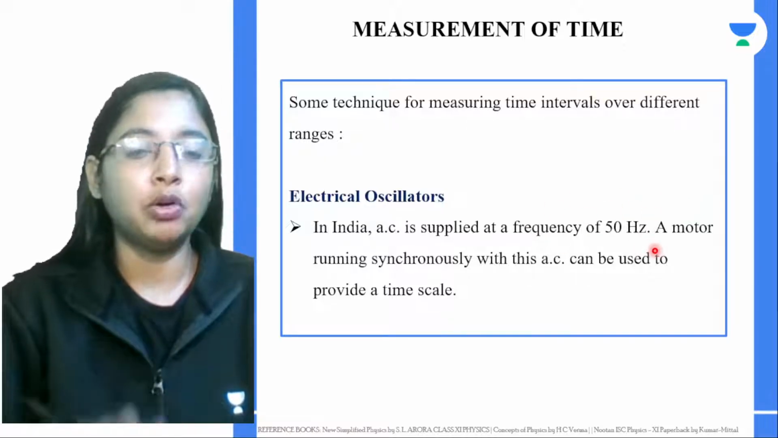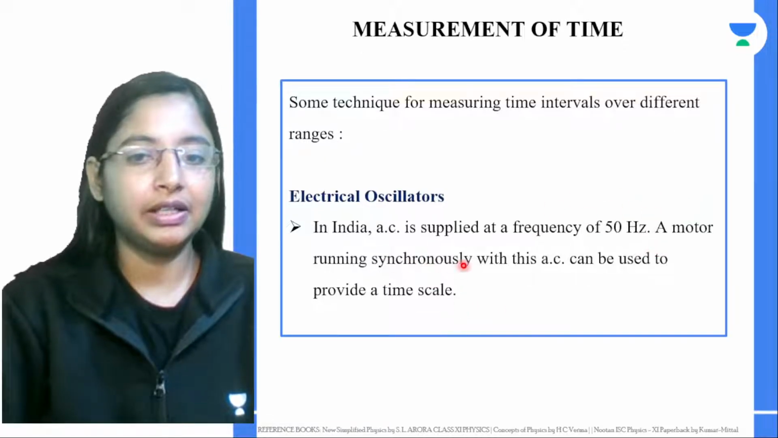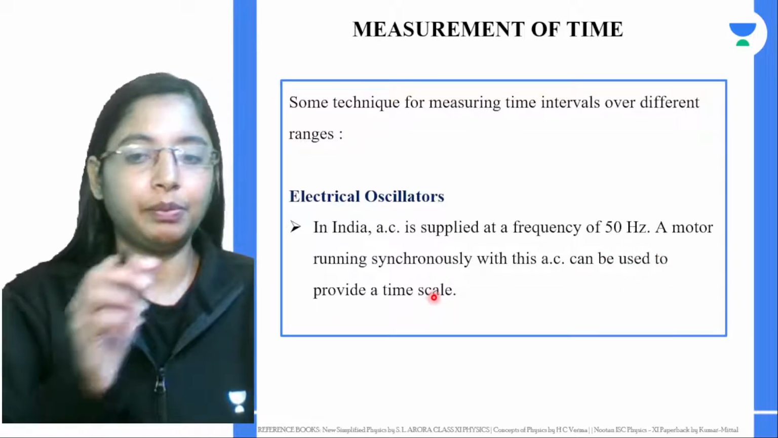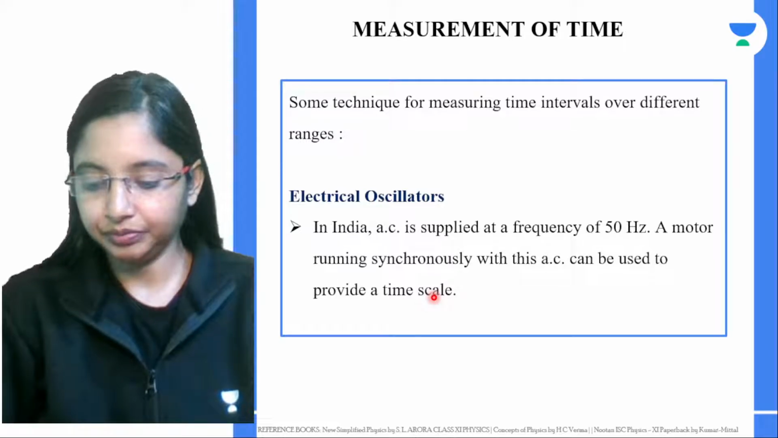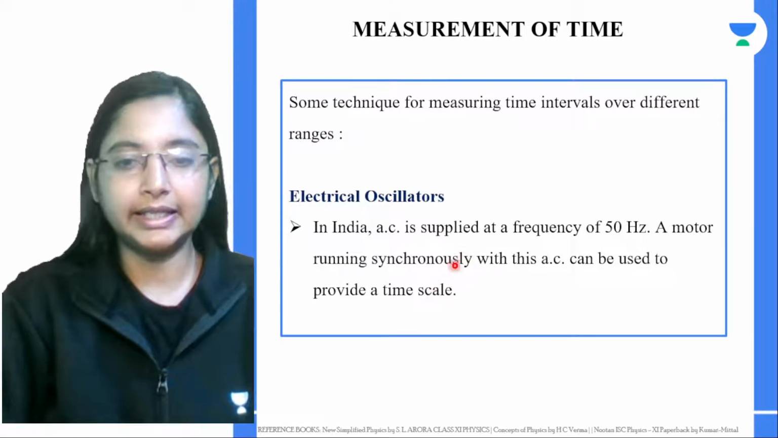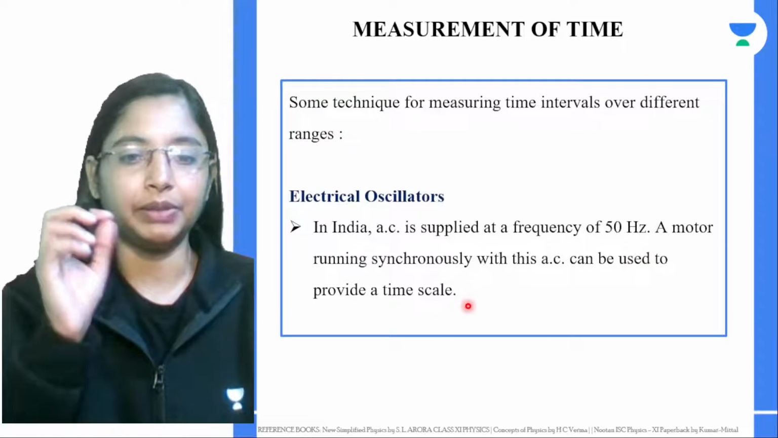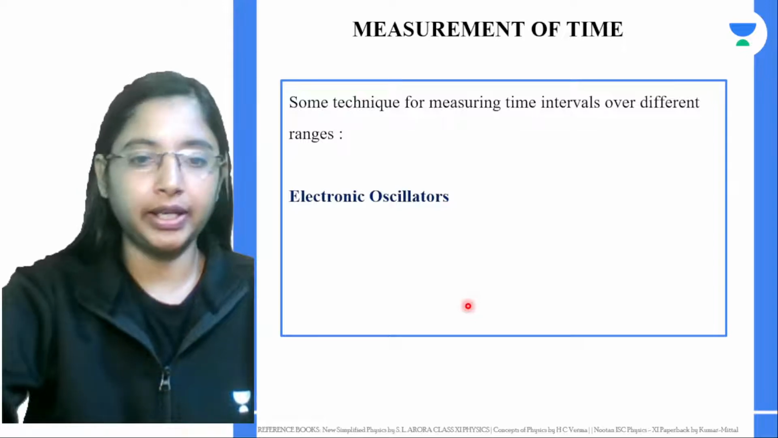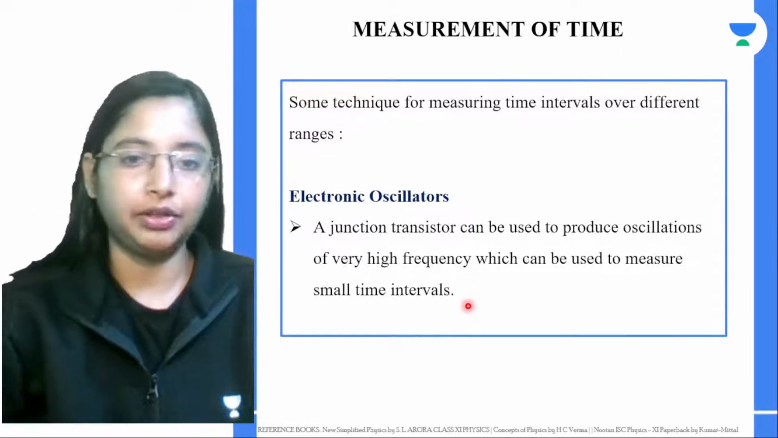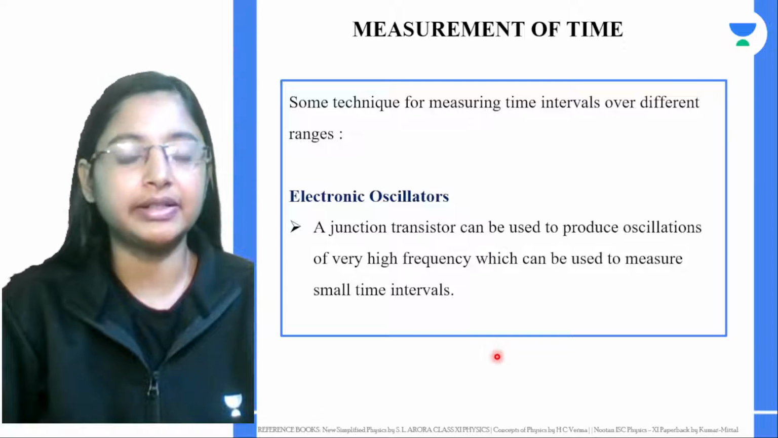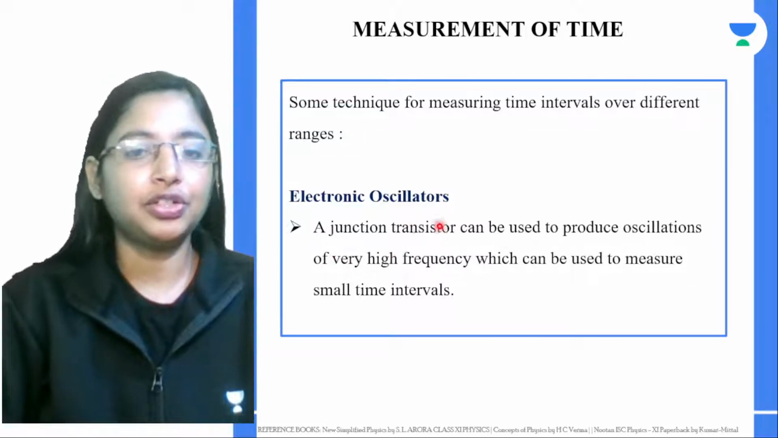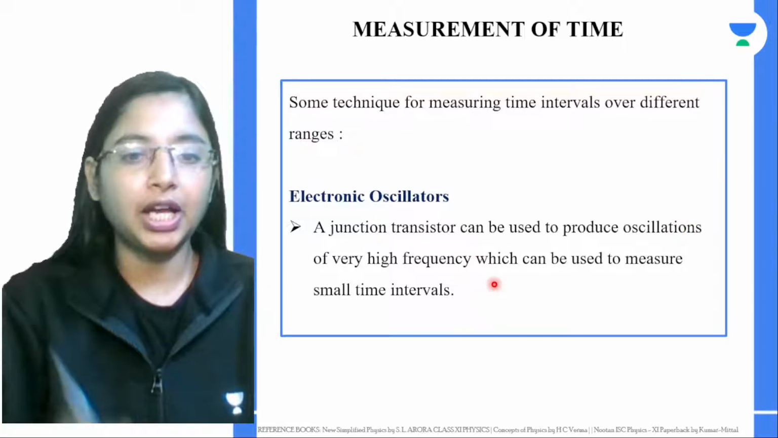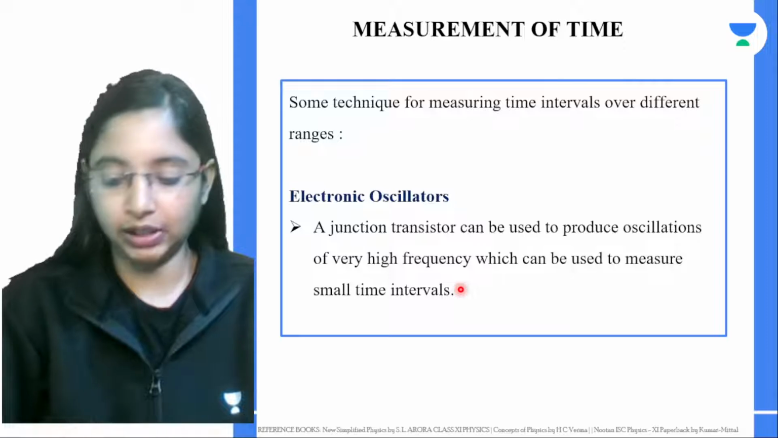If a motor is running synchronously with this particular AC, then this AC can be used to provide a time scale. A motor running synchronously with this AC can be used to provide a time scale. That is one. Another one is electronic oscillations. Again, you will come across it only in your grade 12. You will learn more about transistors and all of those in grade 12. A junction transistor can be used to produce oscillations of very high frequency, which can be used to measure small time intervals.